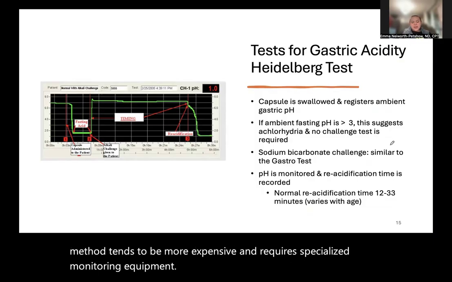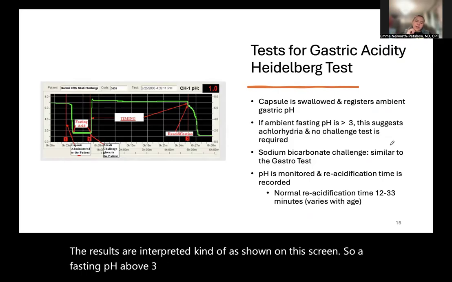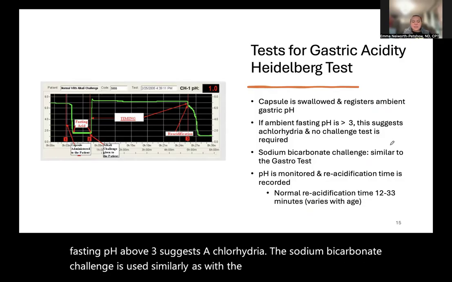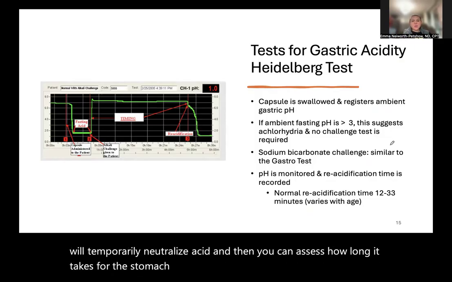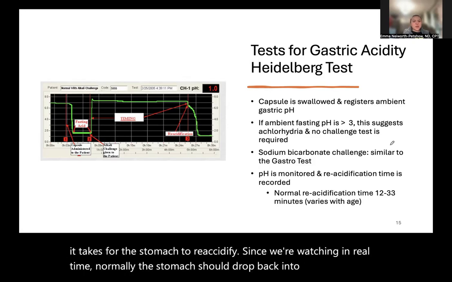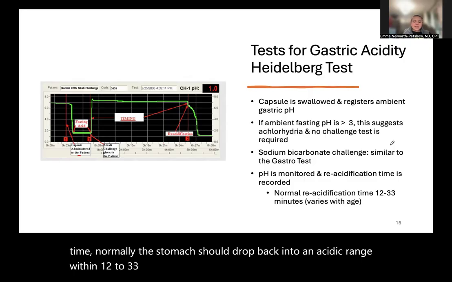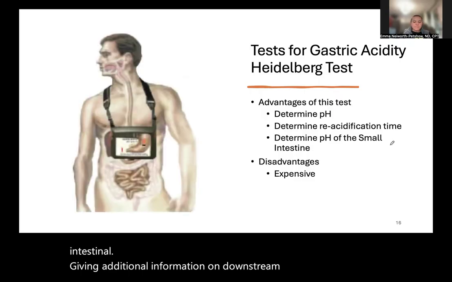The results are interpreted kind of as shown on this screen. So a fasting pH above 3 suggests achlorhydria. The sodium bicarbonate challenge is used similarly as with the string test, and bicarbonate will temporarily neutralize acid. And then you can assess how long it takes for the stomach to reacidify since we're watching in real time. Normally, the stomach should drop back into an acidic range within 12 to 33 minutes. And the test can also measure small intestinal pH, giving additional information on downstream digestive function.